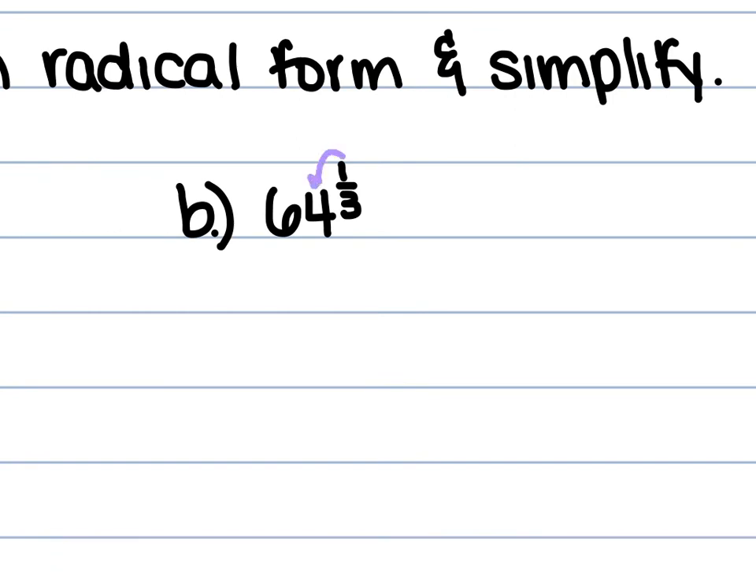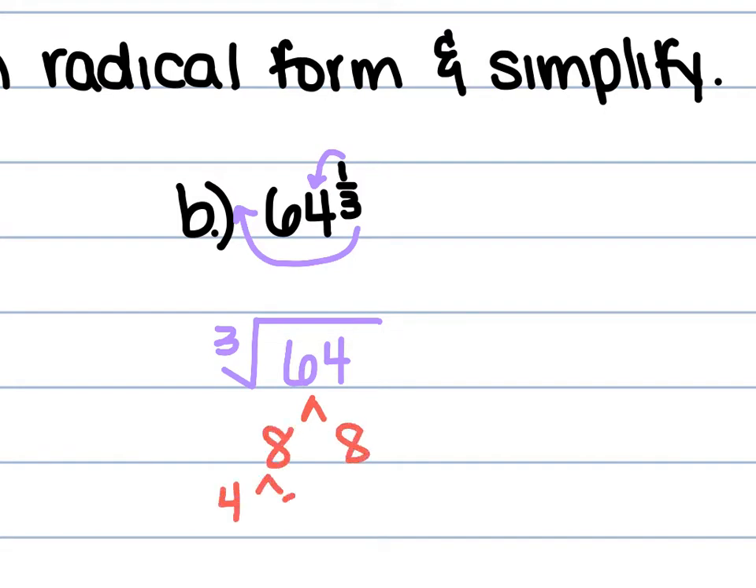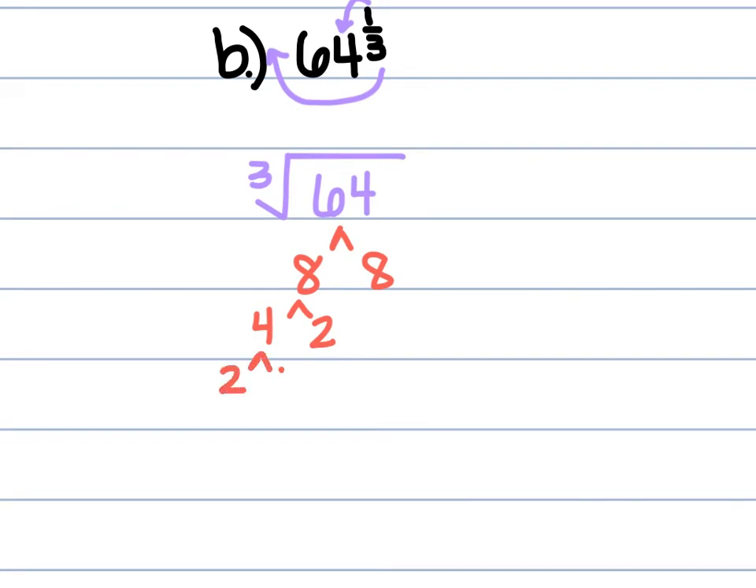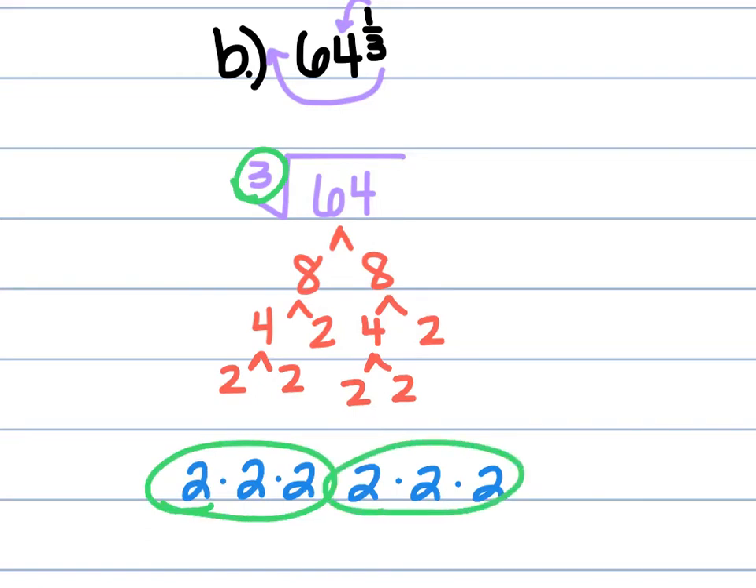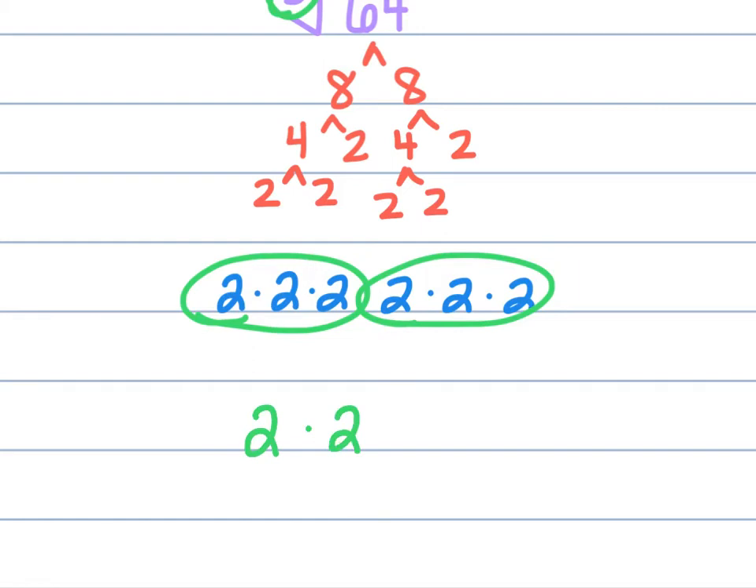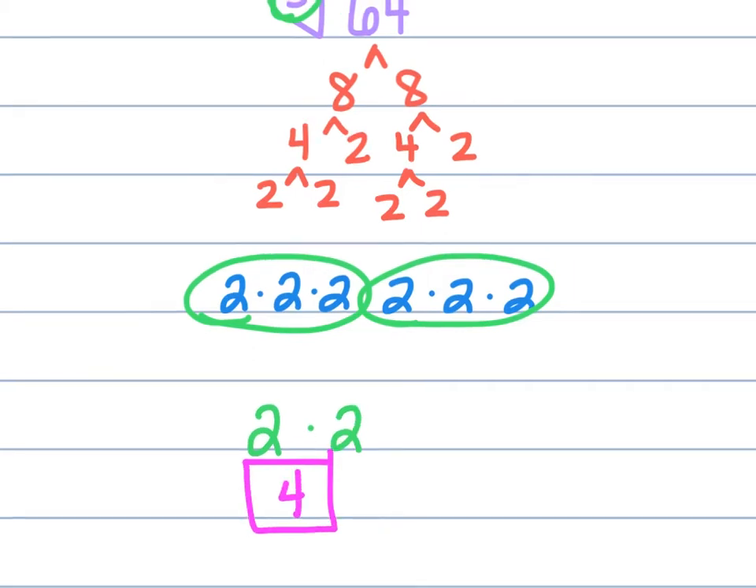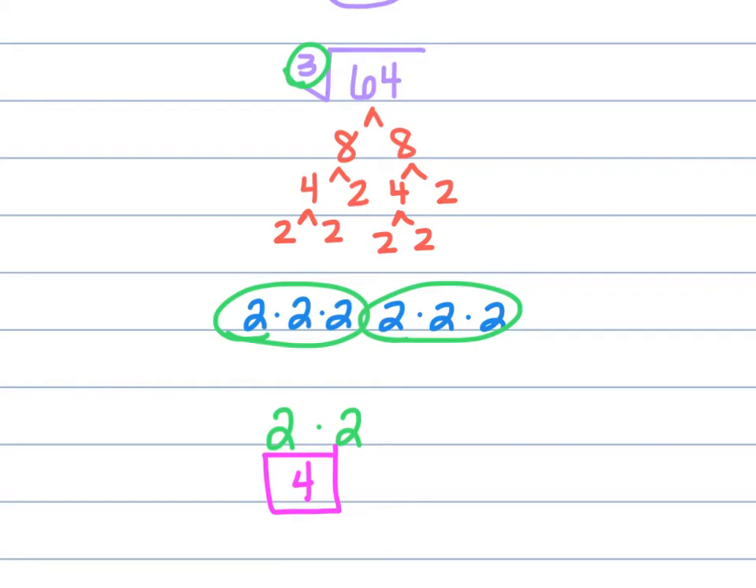So again, that 1 is going to stay with the 64. That 3 is going to be the index. So this is the cube root of 64. Find the prime factorization of 64. We have 8 and 8. 8 is 4 and 2. The 4 is 2 and 2. So 4, 2, 2, 2. Okay, so this is going to give us 2 times 2 times 2 times 2 times 2 times 2. We're looking for a group of 3. We have 2 groups of 3 here. So this is going to give us 2 times 2, which is 4. So the cube root of 64 is 4.